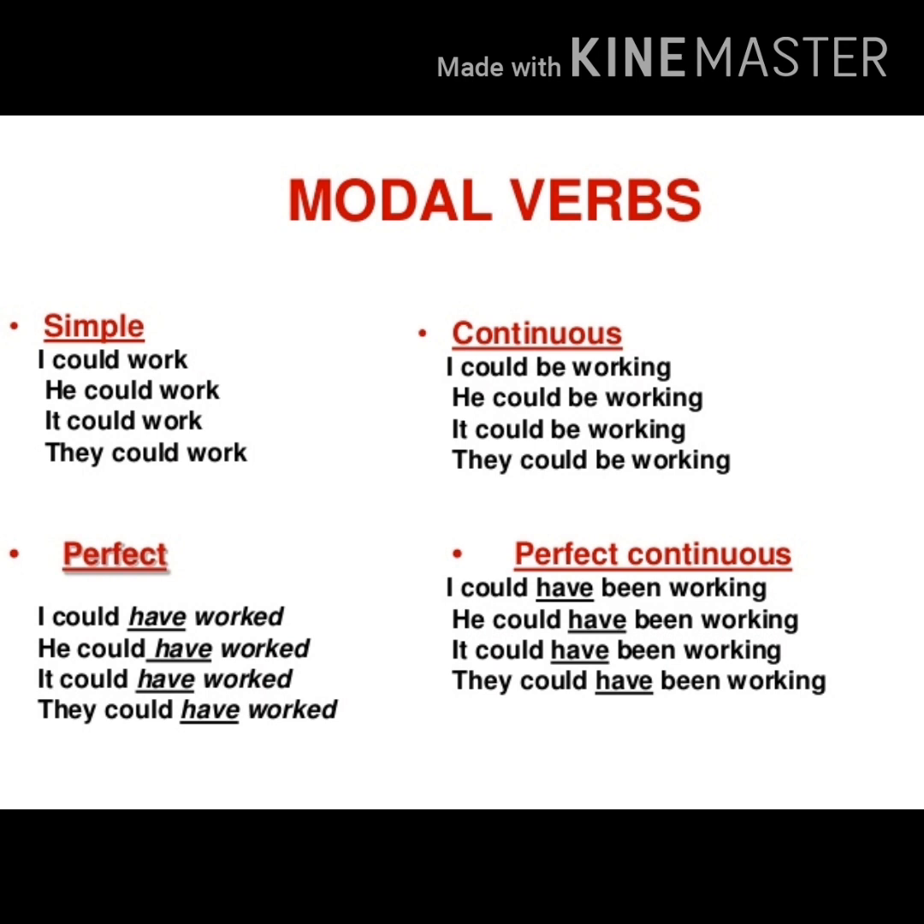If it comes to the perfect tense, it would be I could have worked, as I have already told you that whenever you say the perfect tense, just go blindly with has or have. Has with singulars and have with plural subjects. And if it comes to the perfect continuous tense, it would be I could have been working, because it's a combination of two different situations, and he could have been working. Perfect with have and continuous with V1 plus ing with the verb.